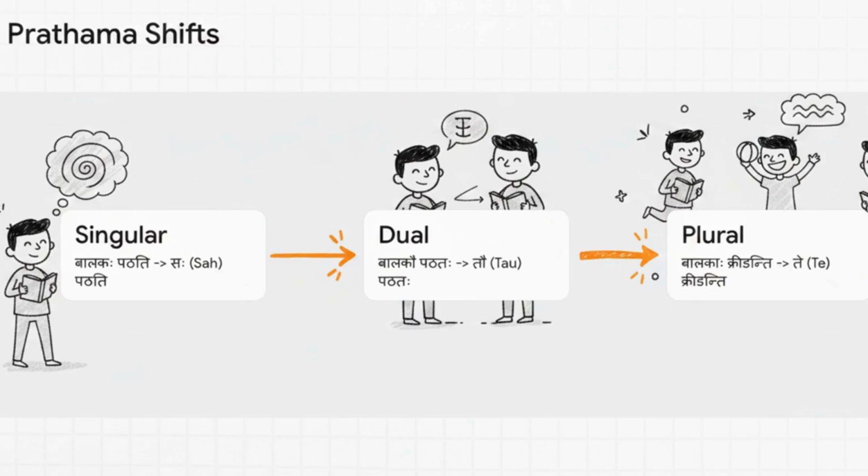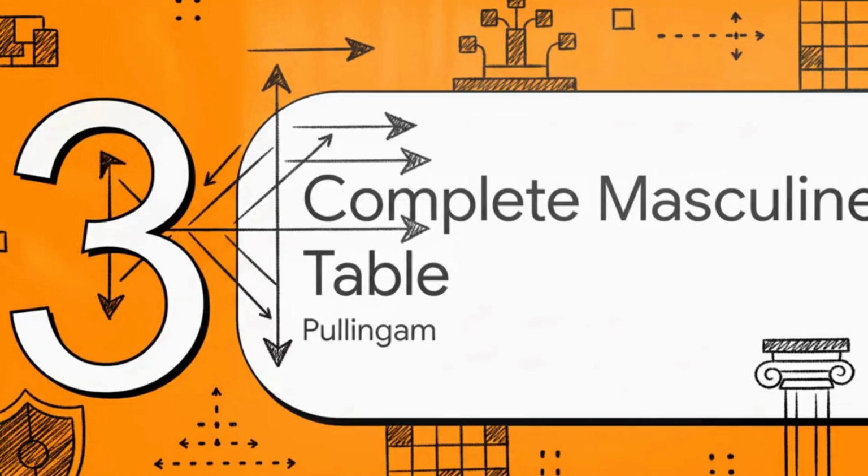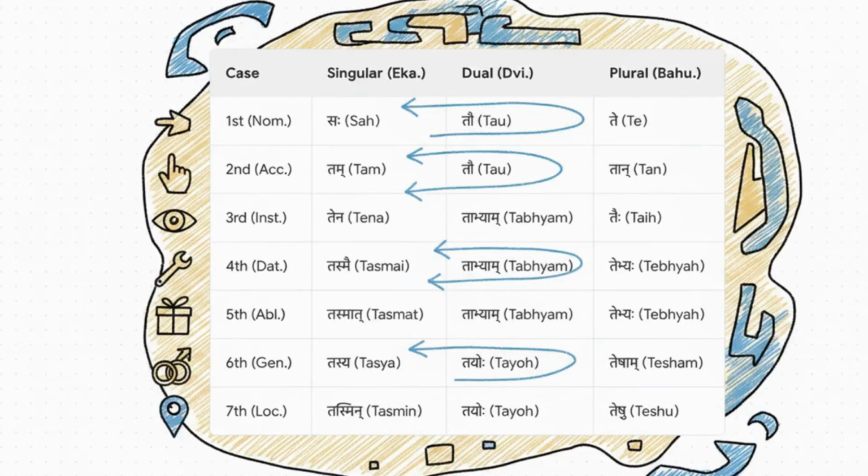And finally, step 3, the plural form. Balakaha kridanti, the boys play, becomes te kridanti. For 3 or more masculine subjects, the pronoun shifts yet again to te. So we have saha, tau, te: one, two, many. Pretty straightforward, right? Now let's see how this all builds in section 3, the complete masculine table, pullingam. Okay, here it is. The complete masculine, or pullingam, table for tat.